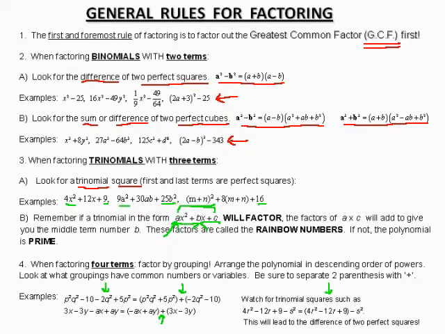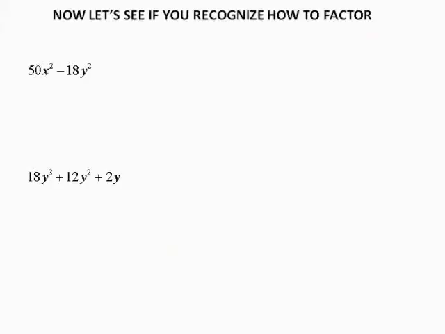It may be the first 3 or the last 3 that factor. And I gave you some examples of what to recognize again there. So we're going to have to start seeing if y'all recognize some things starting right now. All right, first and foremost here, we're going to look at a binomial: 50x squared minus 18y squared.